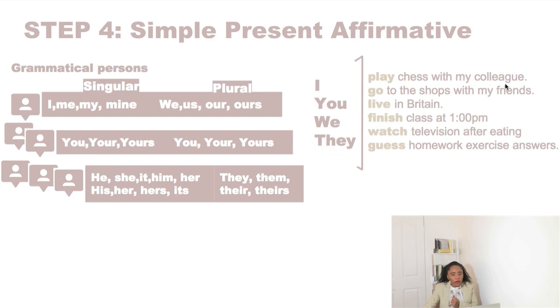We play chess with my colleague. And they play chess with my colleague. And the same applies to the remainder of the sentences, such as I go to the shops with my friend. You go to the shops with my friends. We go to the shops with my friend. They go to the shops with my friend.